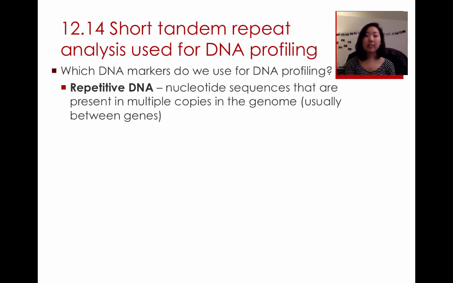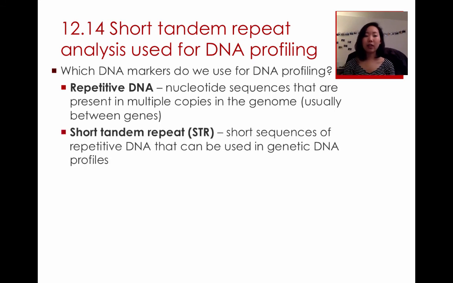There's something called repetitive DNA. These are nucleotide sequences that are present in multiple copies in the genome. They usually don't really have a function. They don't code for any kind of protein, but they're just repeating sequences like AT or GGCC, and you'll see this being repeated over and over again. There's something called short tandem repeats, and these are short sequences of this repetitive DNA that can be used for genetic DNA profiles.